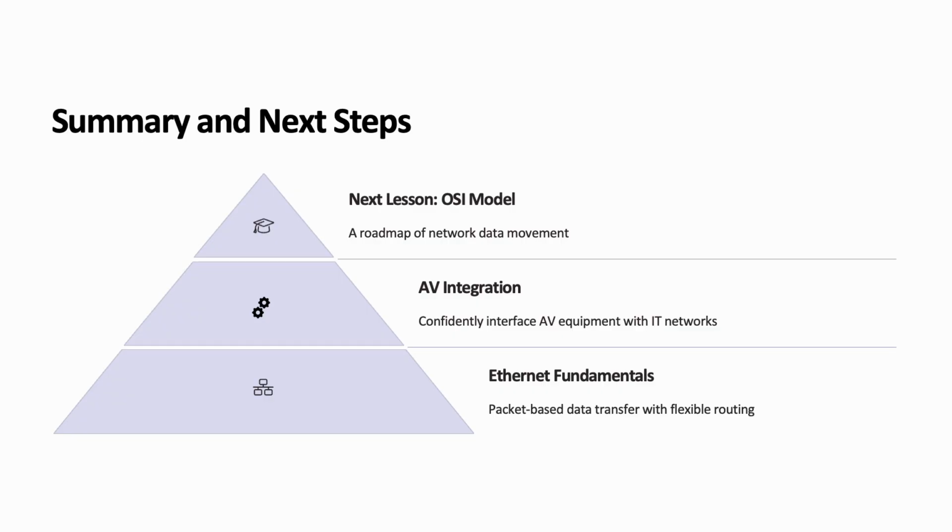And we also learned that Wi-Fi provides flexible wireless Ethernet connection with speed depending on proximity and signal conditions. Understanding this and understanding how Ethernet connects devices is essential for AV professionals. With these fundamentals, you'll confidently interface AV equipment into any IT infrastructure.